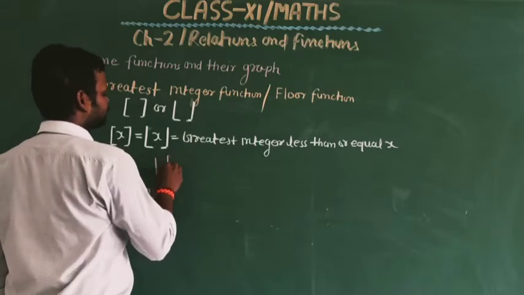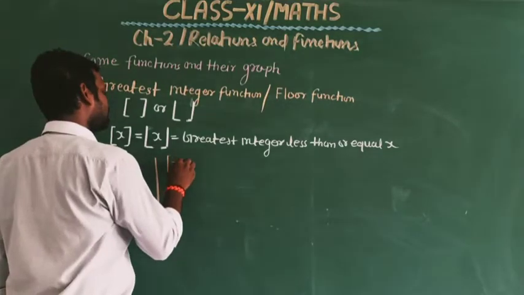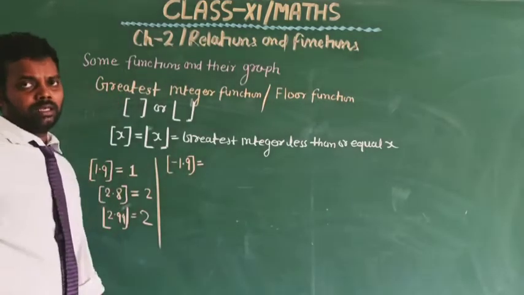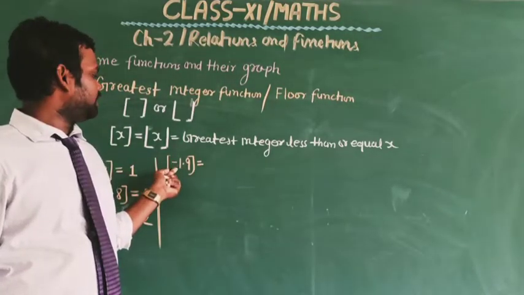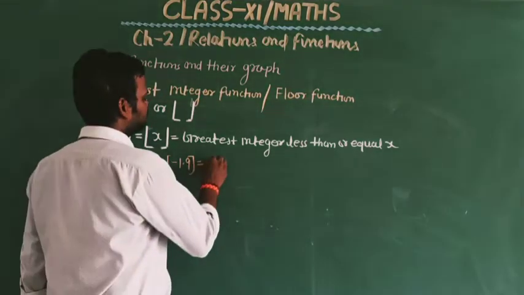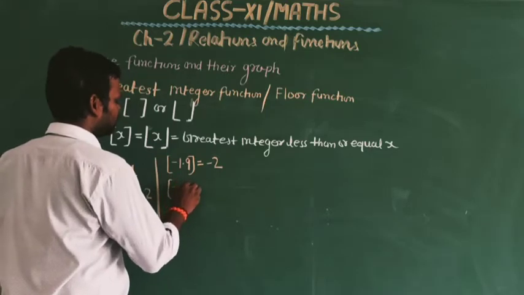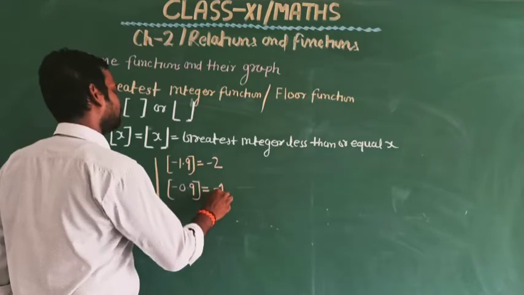Taking minus 1.9. So the greatest integer less than or equal to minus 1.9 is equal to minus 2. Okay, and minus 0.9 is equal to minus 1.